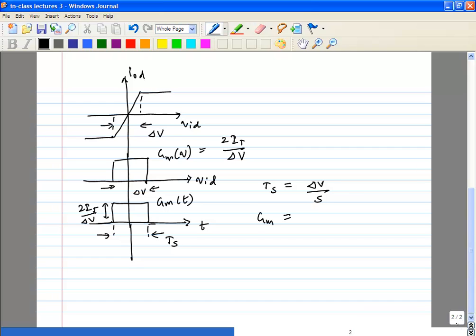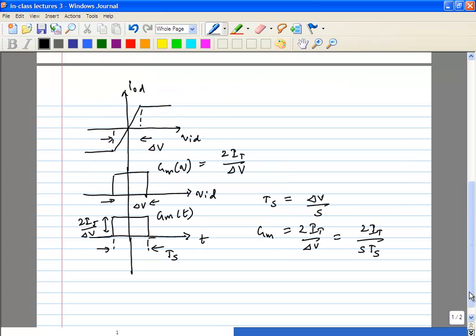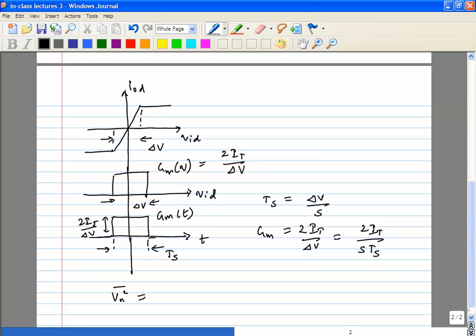And Gm is, and we know delta V in terms of Ts, so it's 2It over S Ts. That's your Gm times Vn, which is your output current. What else do we know? We know Vn squared is 4kT gamma over Gm.